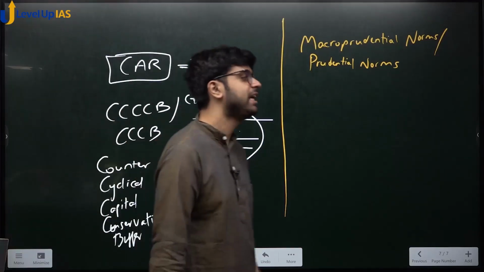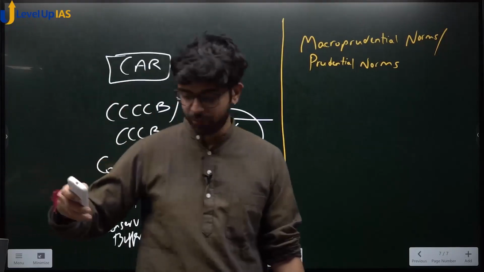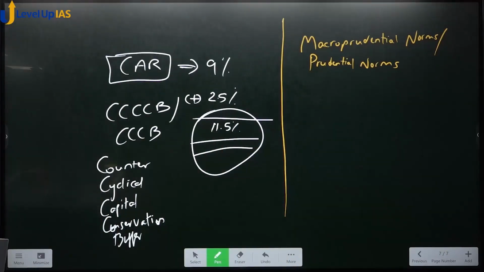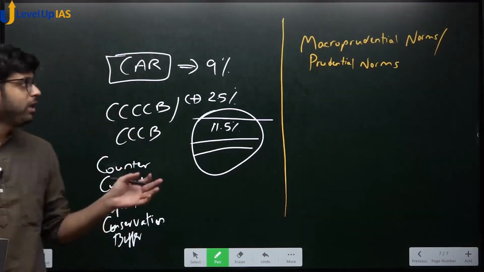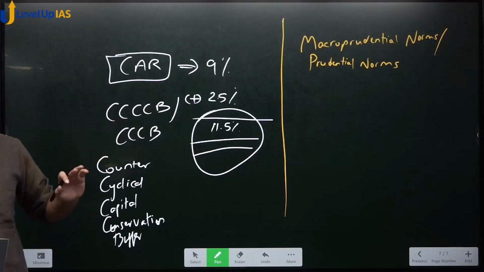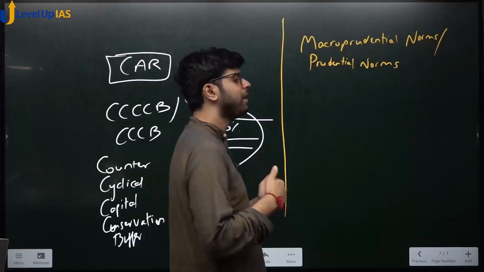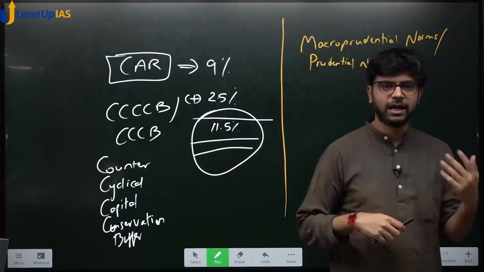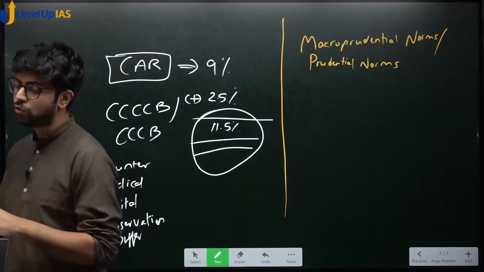Prudence means to be safe, to be conservative. Prudence always means to be safe, to be conservative. Right? Prudence means to be safe, to be conservative. Okay. So what do you think will be these prudential norms? Norms which allow you to be safe, norms which you should take beforehand to prevent NPAs getting higher, norms which you should follow. You, meaning banks, should follow to be safe.